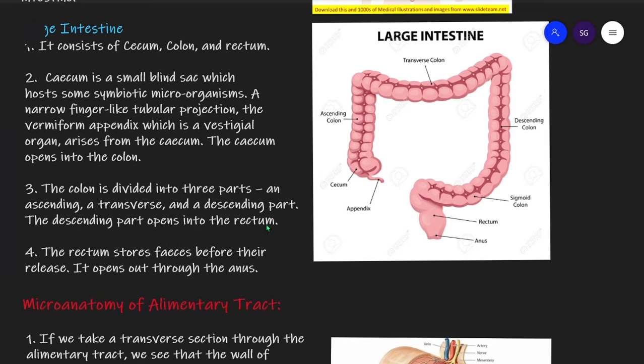The descending part opens into the rectum through the sigmoid colon, and the rectum stores feces before their release. The rectum is a pouch-like structure which stores feces, stools, or you may say waste product, before their release, and we release this waste product through the anus.